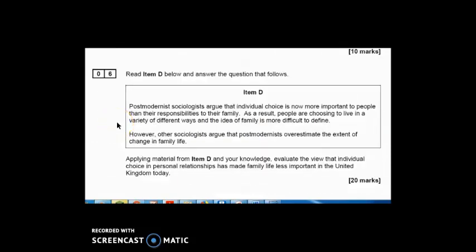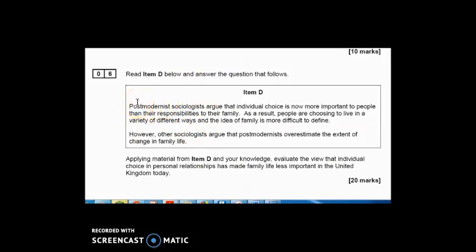The better answers were distinguished by, as the mark scheme says, developed applications going beyond the immediately apparent. Finally, question 6 is your 20 mark extended essay. Again, you are applying material from the item. In this case, you are evaluating the view that individual choice in personal relationships has made family life less important in the United Kingdom today. There's a bit of an indication there about postmodernism, which could be about family diversity, and interactionist views as well about the nature of family life.